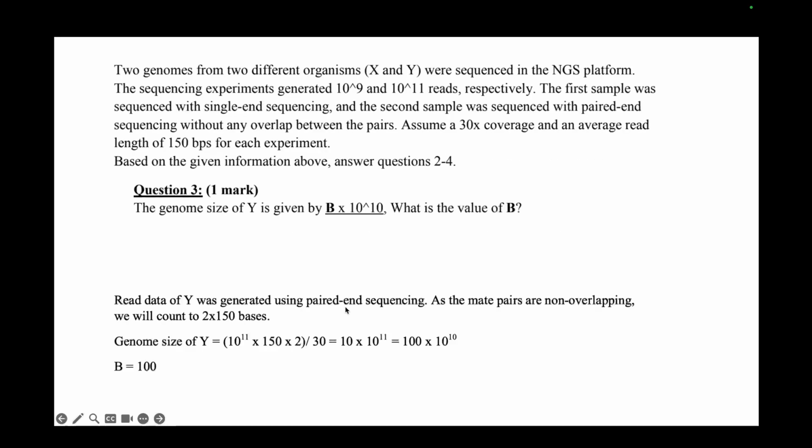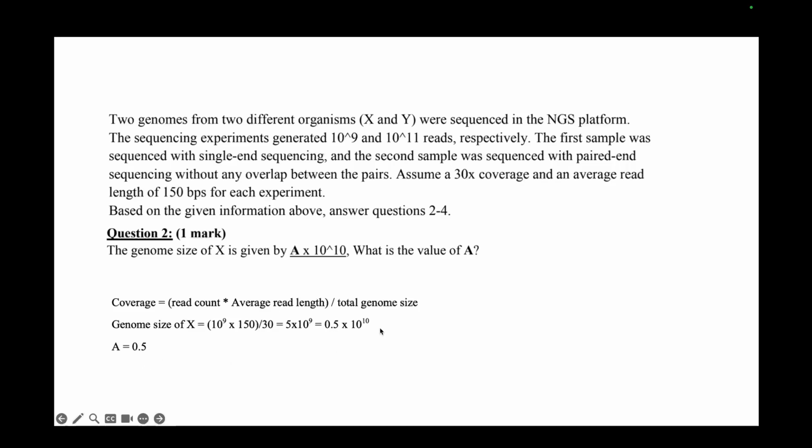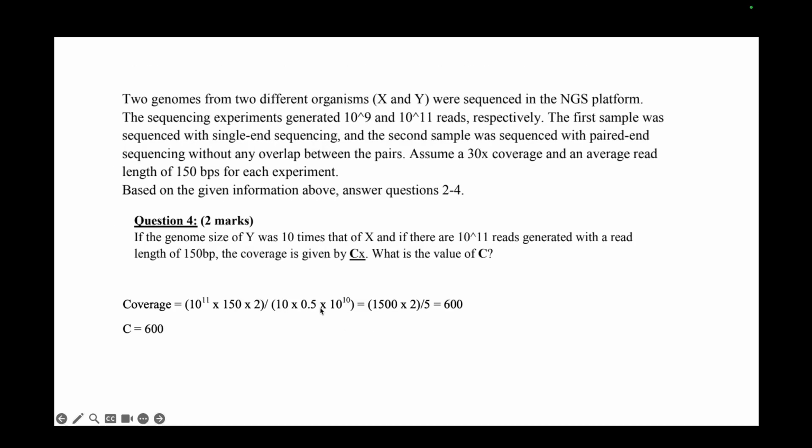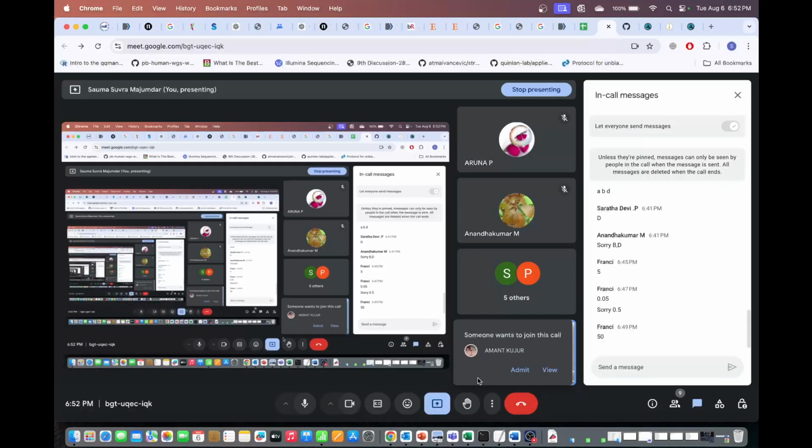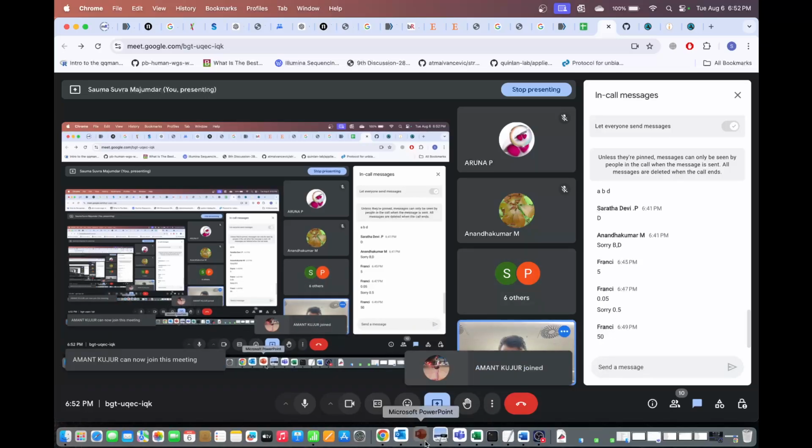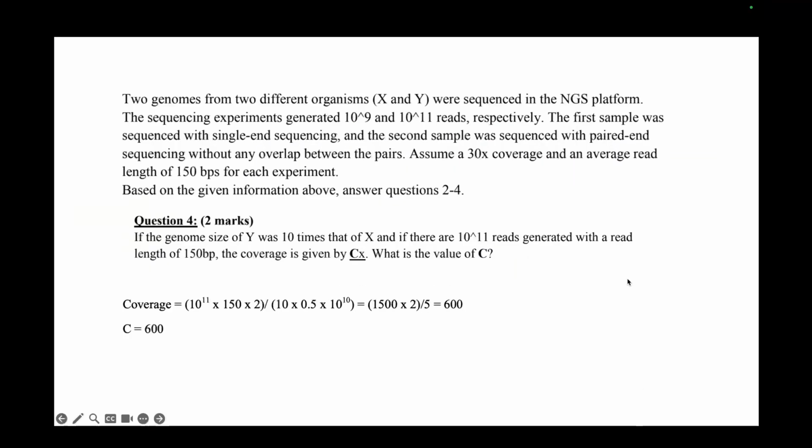So 10 into 0.5 into 10 to the power 10. If you solve this, you get C as 600. Instead of giving you the whole genome size, they're giving you that it is 10 times that of X. So you just do 10 into 0.5 into 10 to the power 10, and you can easily find the coverage. Okay, moving on.